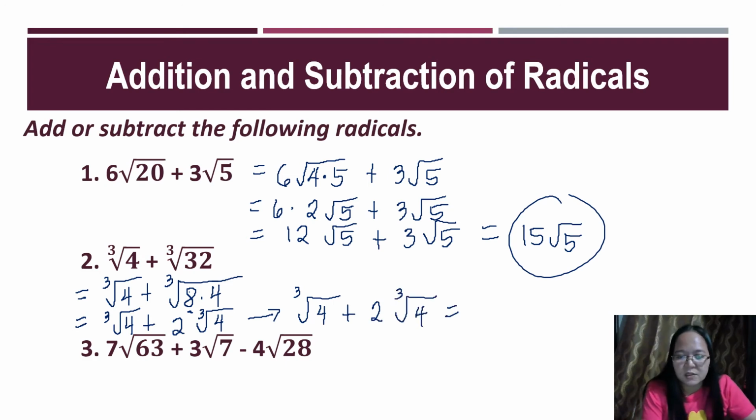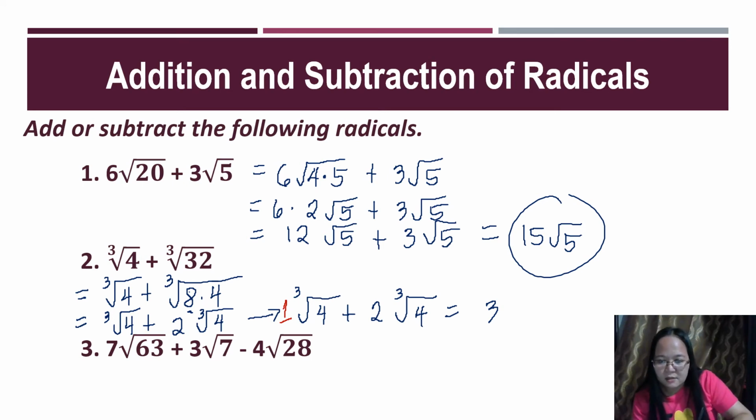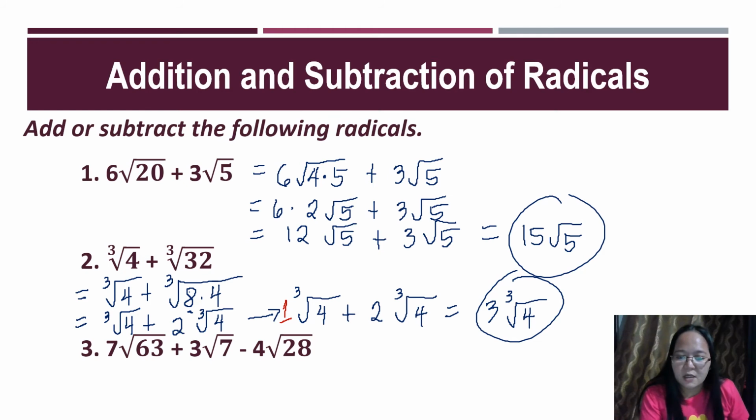So these are still similar radicals which can be combined. So we have 1 plus 2 is equal to 3. Remember that the first term has a coefficient 1 here. So 1 plus 2 is 3. Cube root of 4. So this is our final answer. 3 cube root of 4.